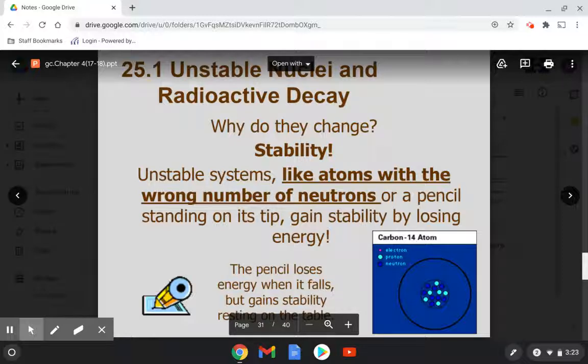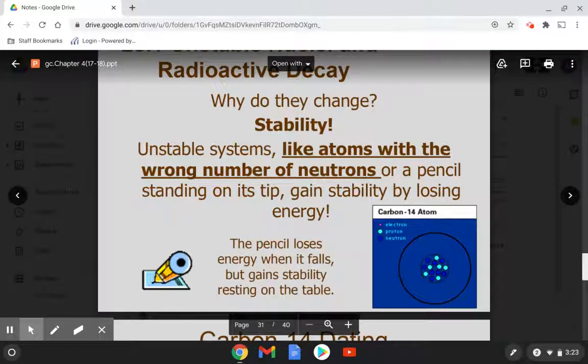And so unstable systems, like atoms with the wrong number of neutrons, are going to want to gain stability by losing energy. The example is a pencil standing on its tip, right? It's not stable. It's going to be moving around. It's not going to stay balanced. So the pencil's going to fall over. It's going to lose energy when it falls. Once it loses its energy, it's going to gain stability while resting on the table. The same thing goes with these atoms. They're going to gain stability, lose that instability, by losing energy.